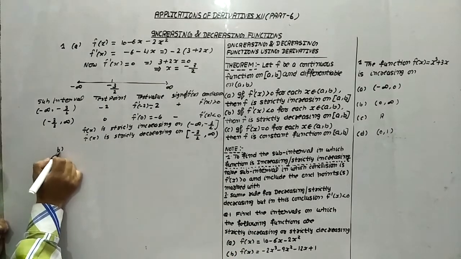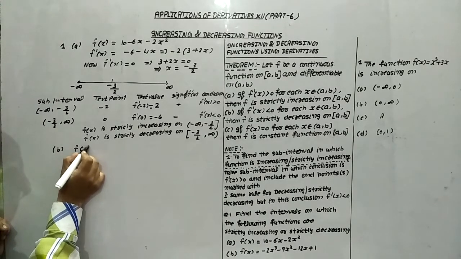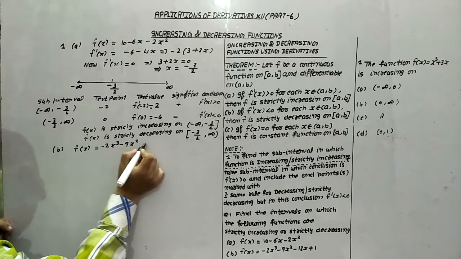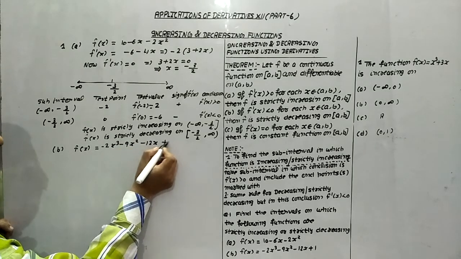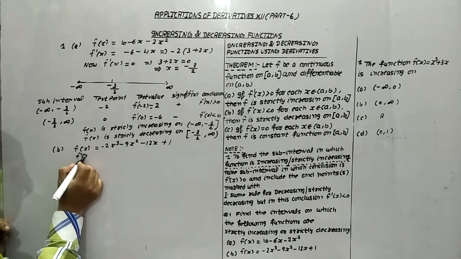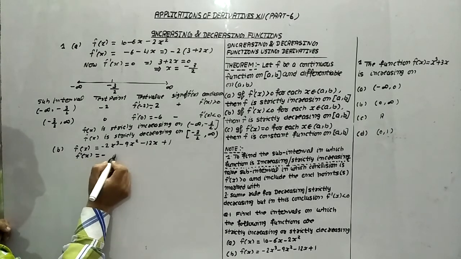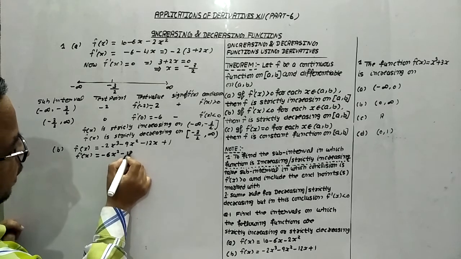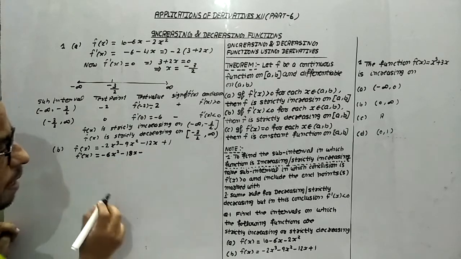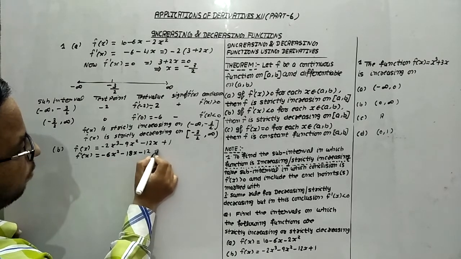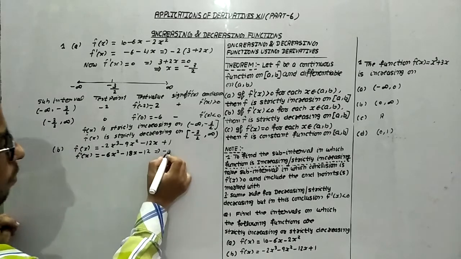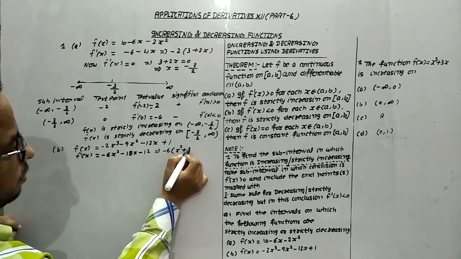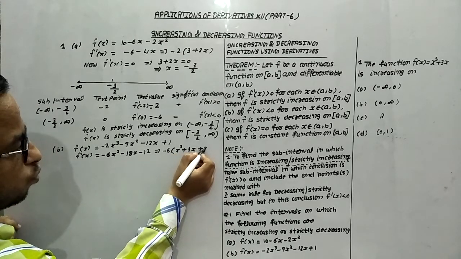In this b part, we have f(x) equals minus 2x cube minus 9x square minus 12x plus 1. Now f dash x equals minus 6x square minus 18x minus 12. What is common here? Minus 6 common. So what is left here? x square plus 3x plus 2.